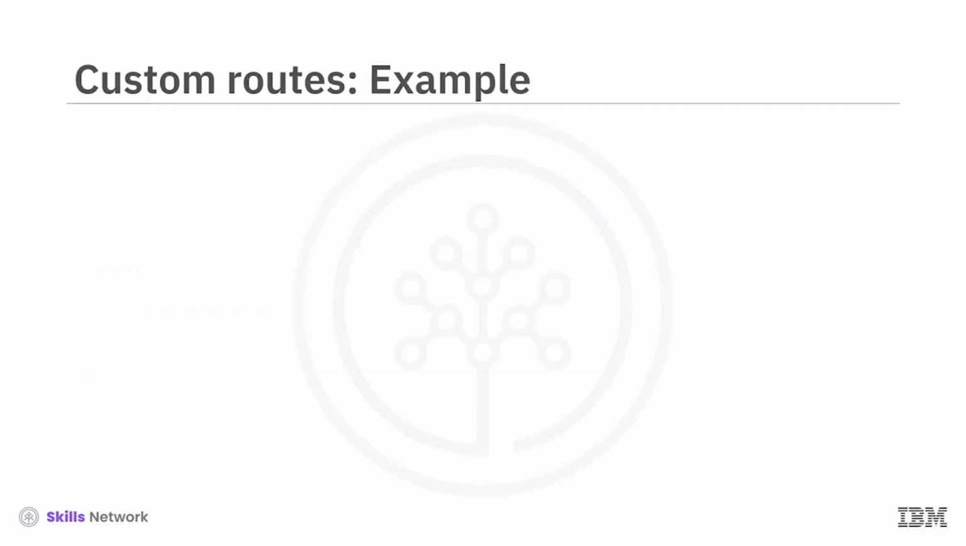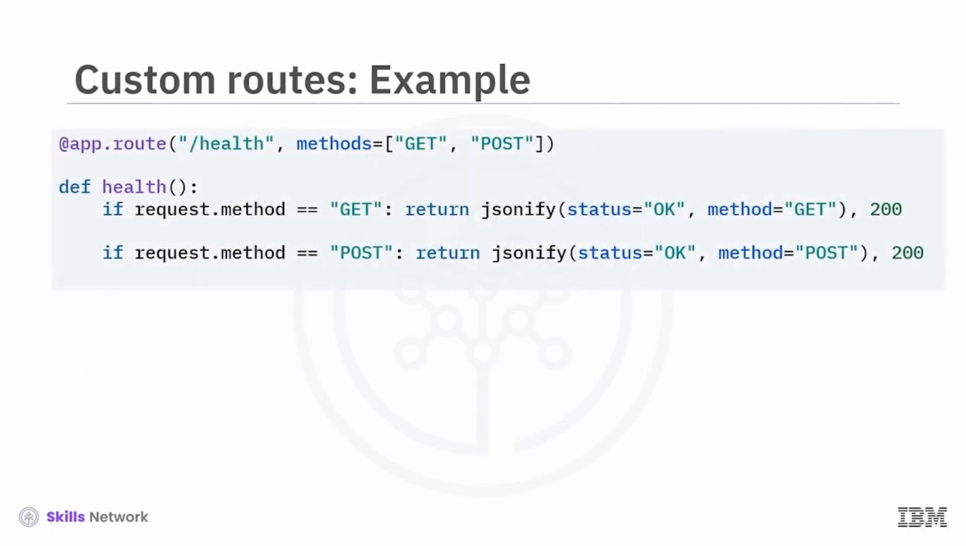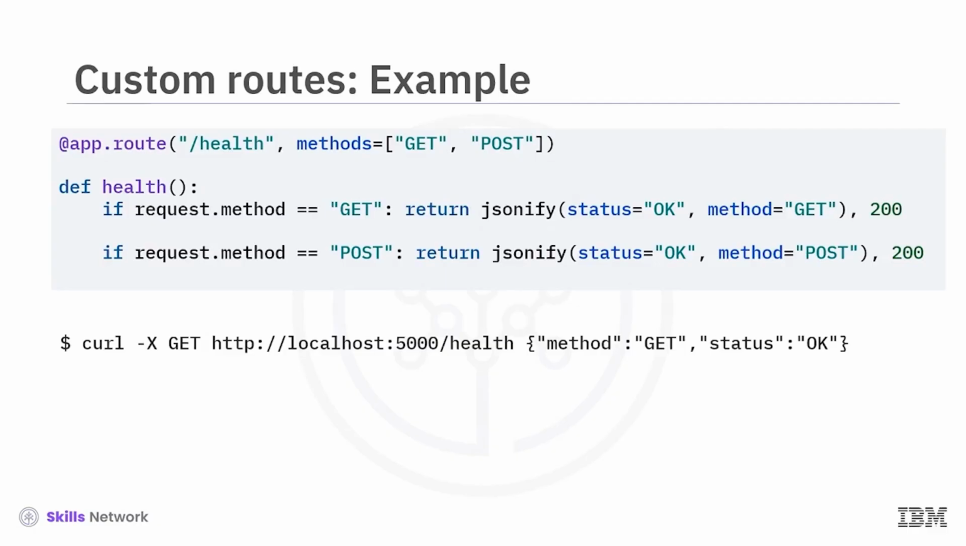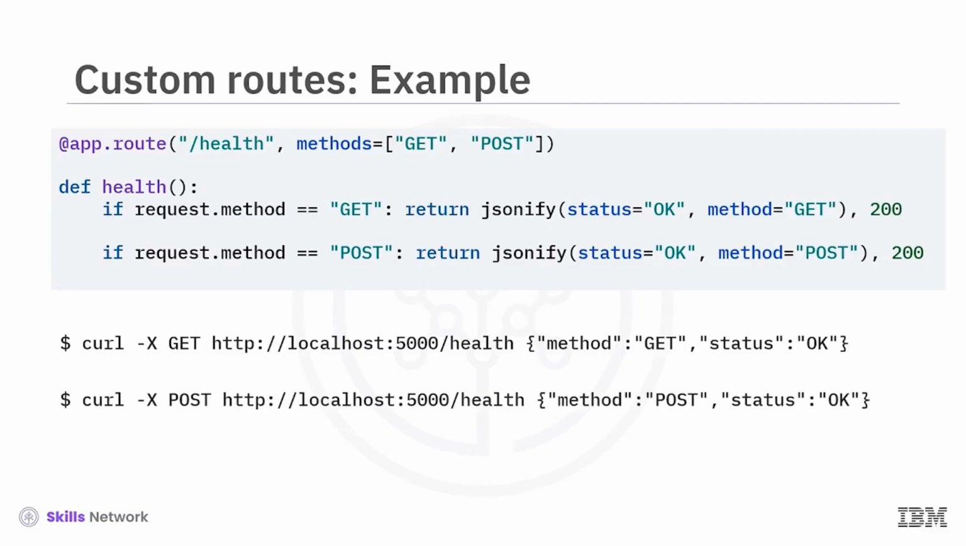Here's another example. The /health URL will respond to GET and POST requests. If the request is GET, the code outputs the status of OK and the method of GET. If the request is POST, the code outputs the status of OK and the method of POST. This is the output from the GET curl command, while this is the output from the POST curl command.